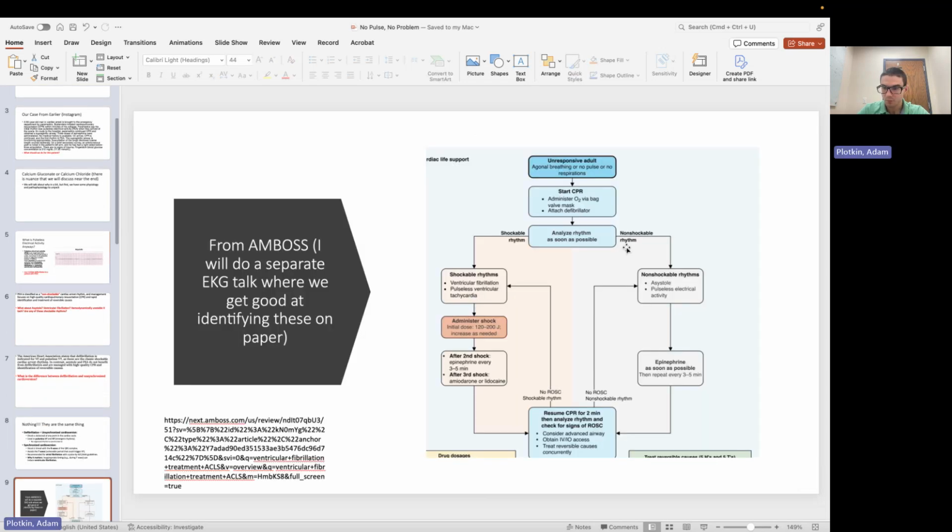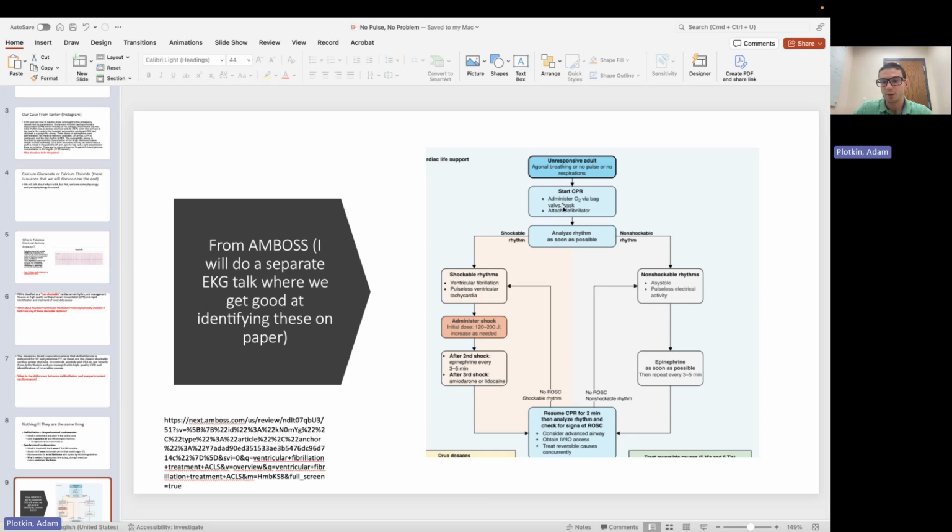All right, moving on. This is from AMBOSS. I think it's a really nice ACLS protocol. I narrowed it down; we don't need to see the full thing. But really, if you see an unresponsive adult, we want to start CPR. We want to call for help, right? We've all had to do the ACLS and CPR classes, so you all know how to do that.